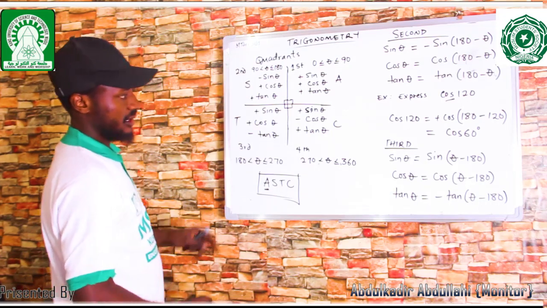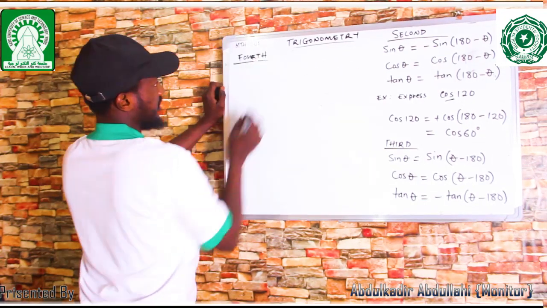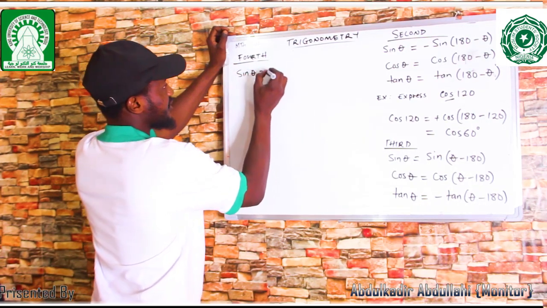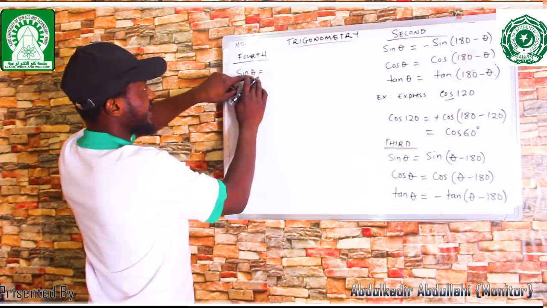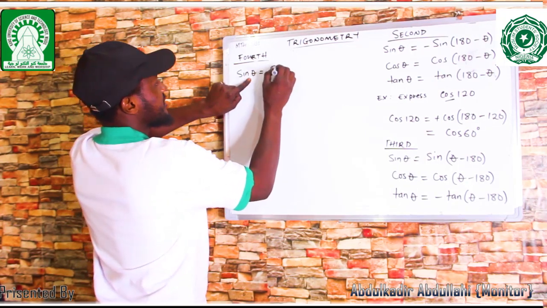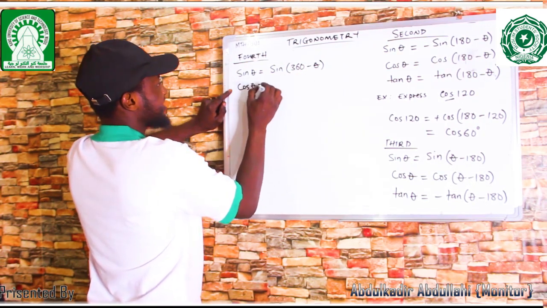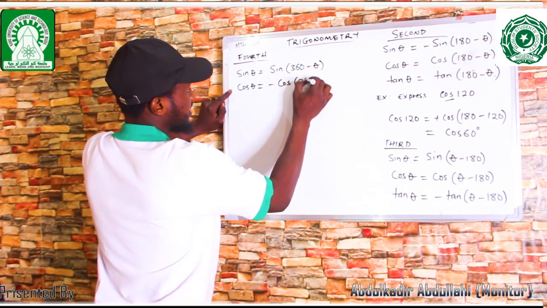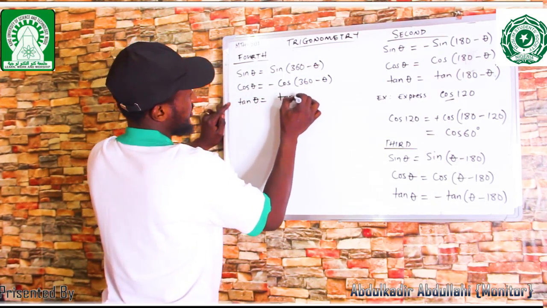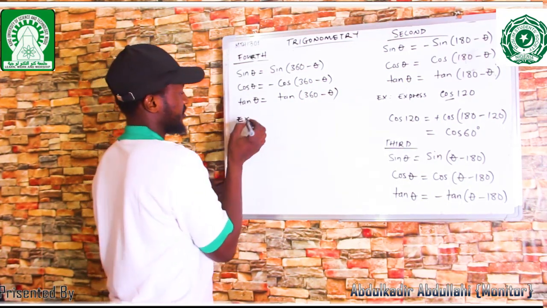Let's see the next quadrant, which is the fourth quadrant. I call it the last quadrant. In the fourth quadrant, if theta is more than 270 but less than 360, we are going to have sine 360 minus the given theta, cos, but cos is negative, you have minus cos 360 minus theta, then tan theta, which equals positive tan 360 minus theta. This is very important.